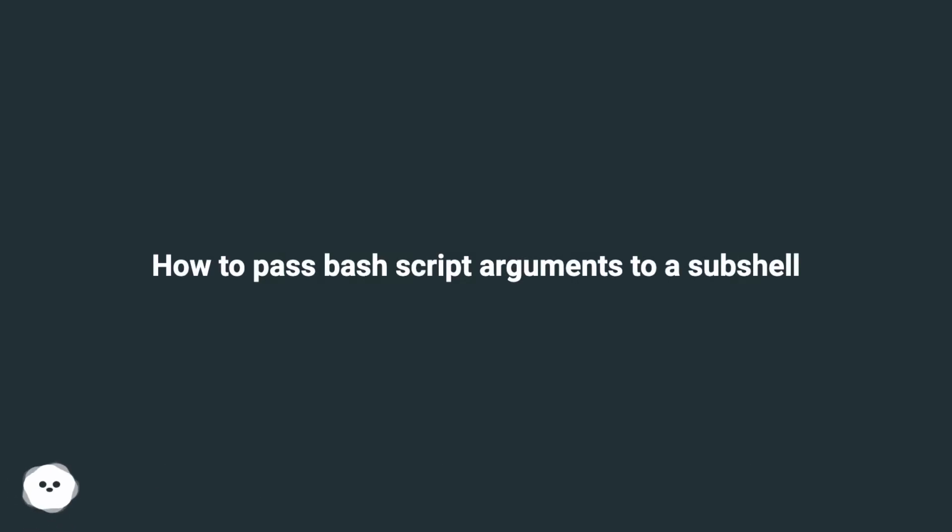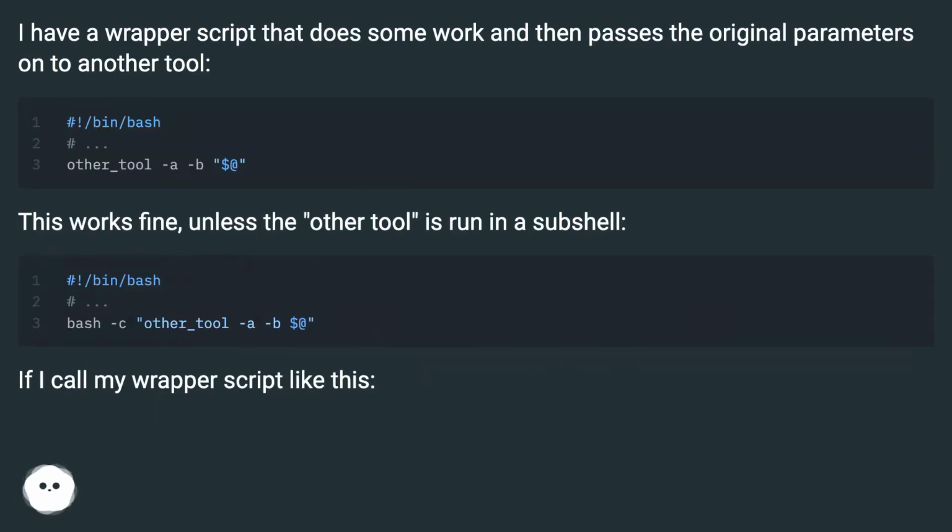How to pass bash script arguments to a subshell. I have a wrapper script that does some work and then passes the original parameters on to another tool. This works fine unless the other tool is run in a subshell.